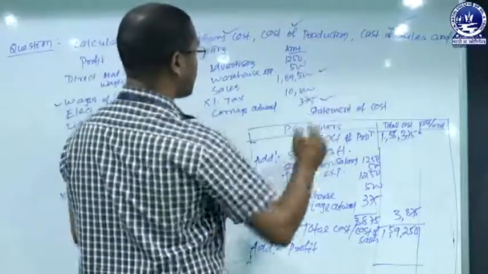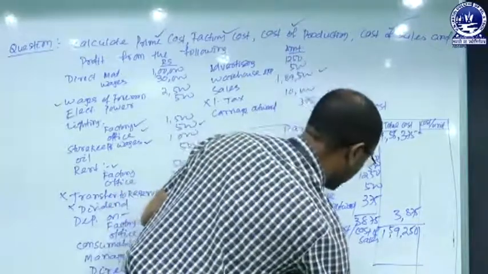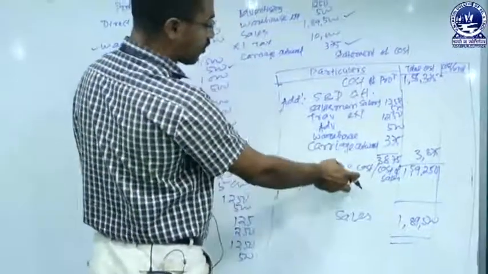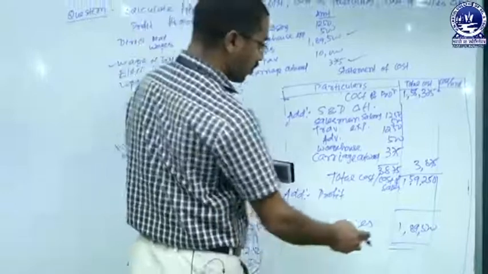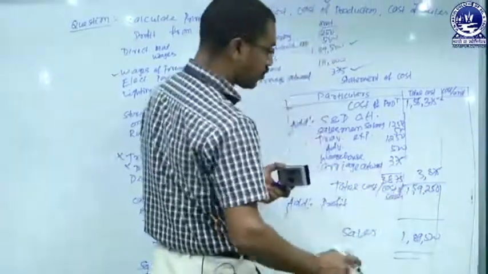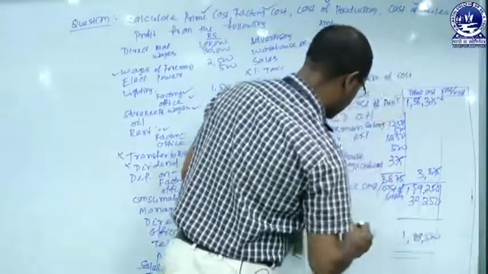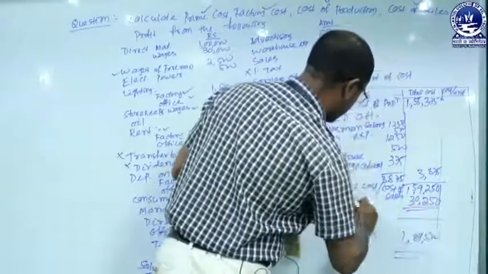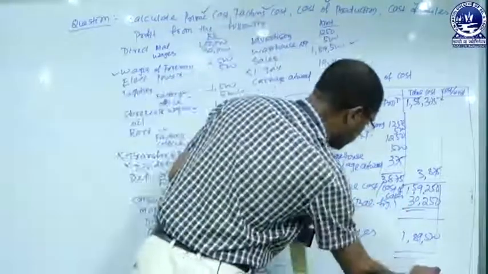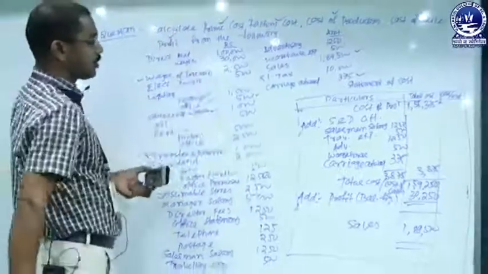When we add total cost with profit, that represents sales or selling price, but here profit is not mentioned, while the selling price or the sales is given. The amount of sales is 1,89,500. The difference between sales and total cost represents profit. So we must deduct: 1,89,500 minus 1,59,250 is 30,250. This is the balancing figure. The amount of profit is 30,250.